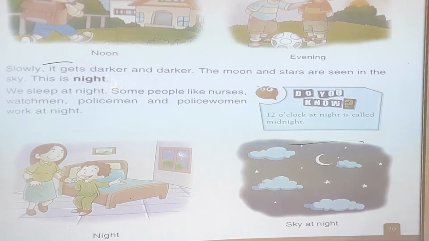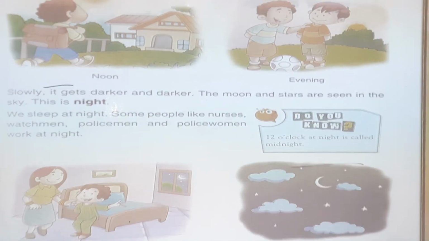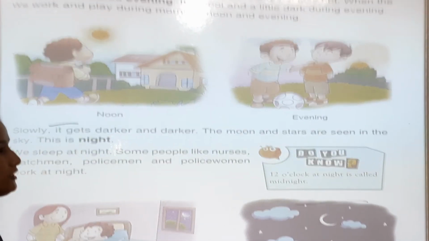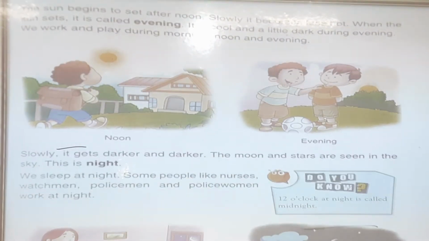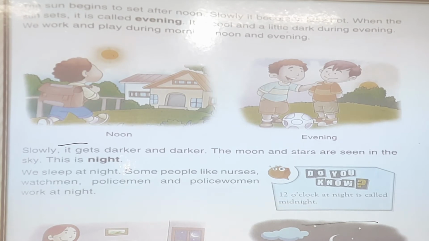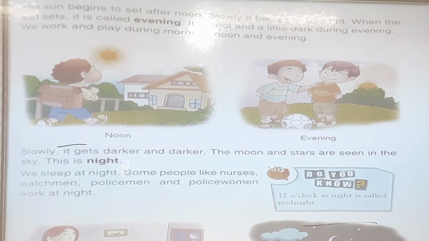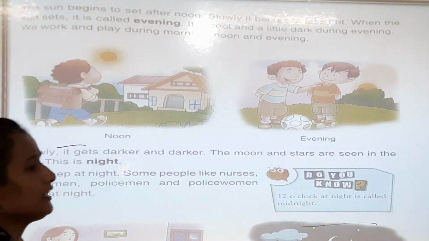So next, the sun begins to set after the noon. After 12 p.m., after 3 p.m., the sun begins to set. Slowly it becomes less hot.